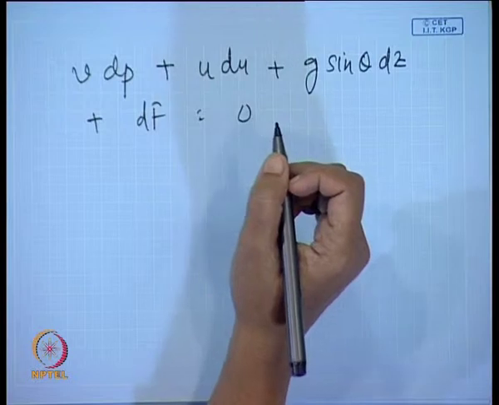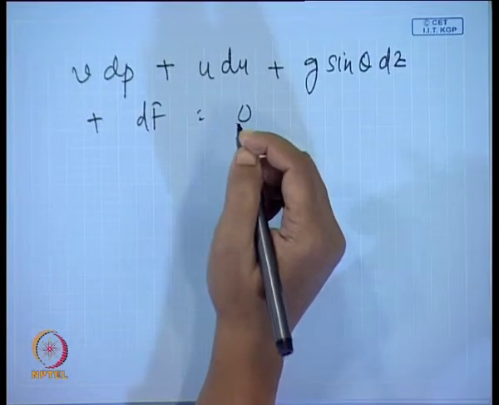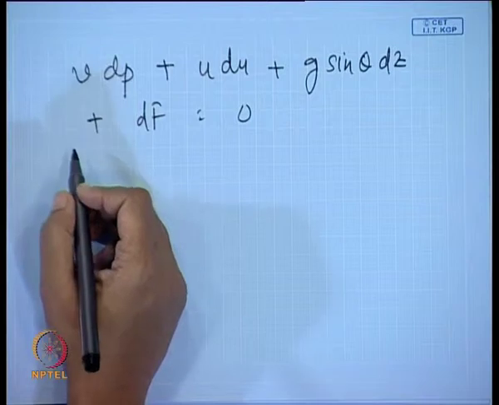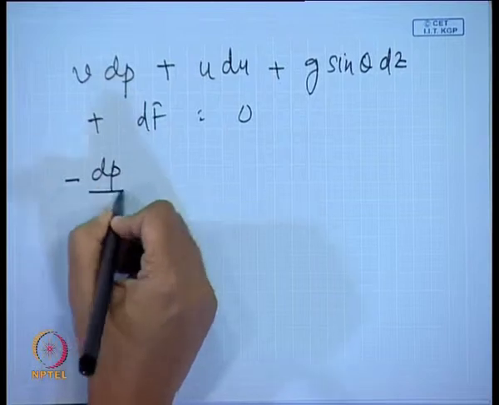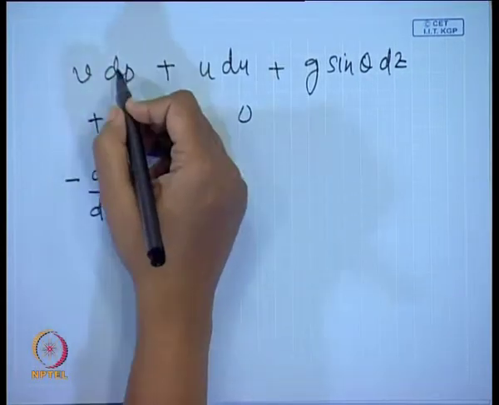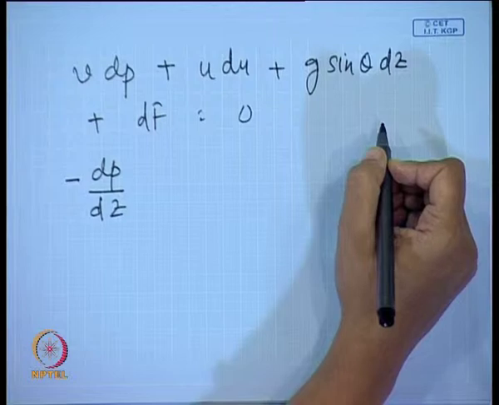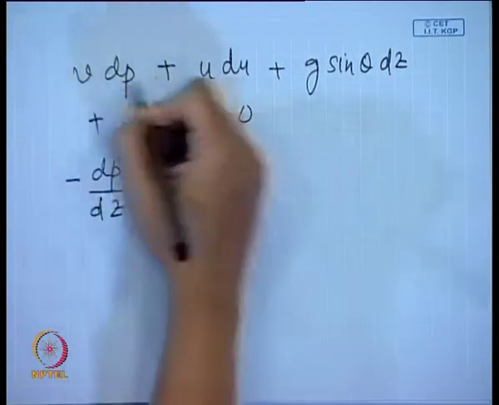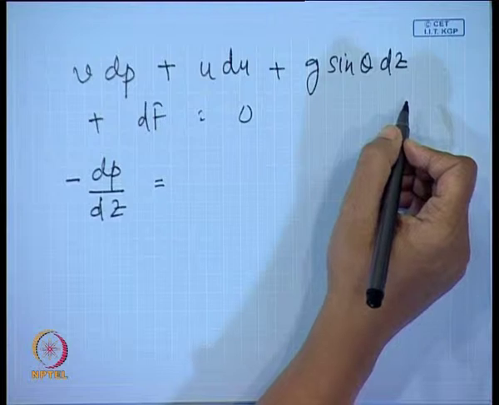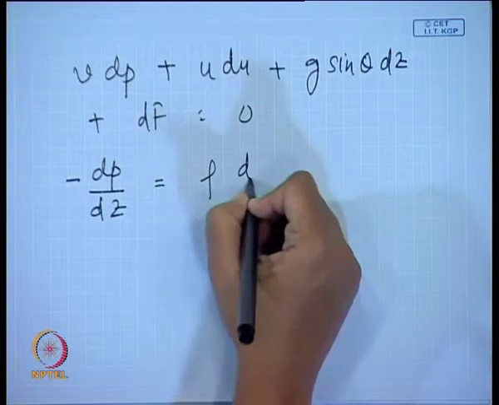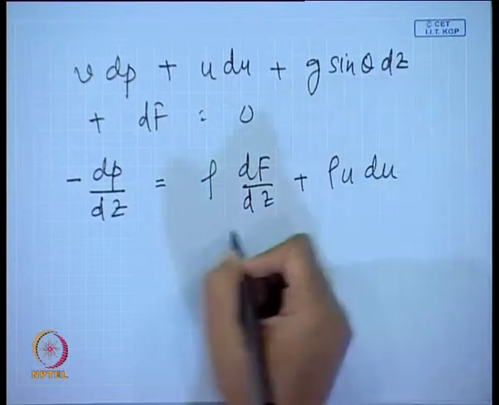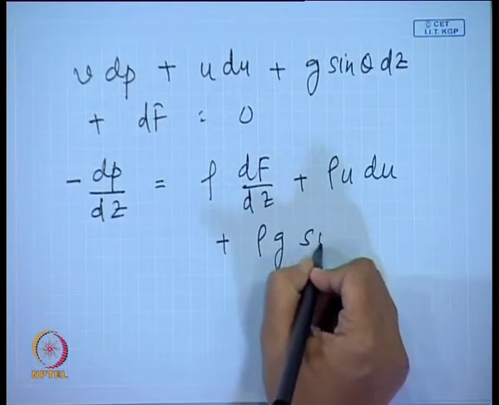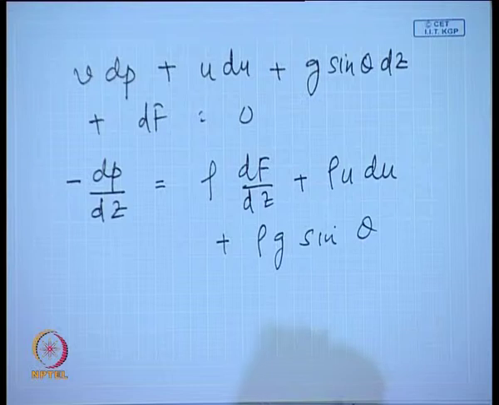You must have obtained the same derivation. In other words, if you divide throughout by dz and take dp dz to this side, we get minus dp dz. We can divide throughout by v, and v is nothing but 1 by rho. So, this becomes rho df dz plus rho u du plus rho g sin theta. Yes or no? Okay, fine.